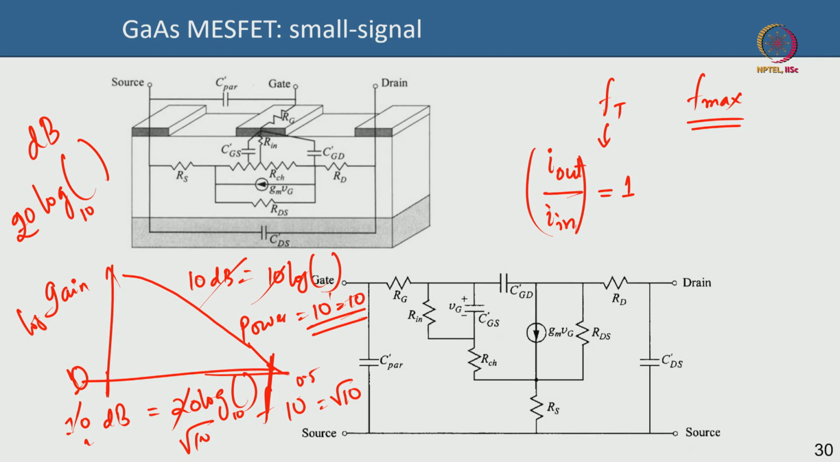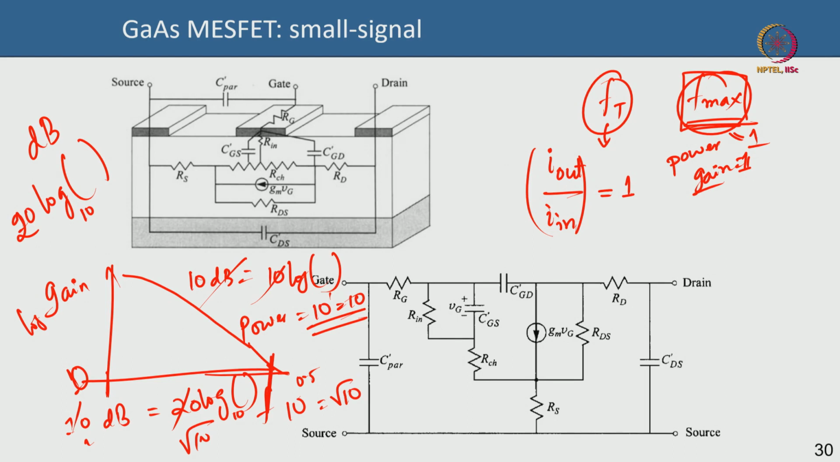This represents a maximum oscillation frequency where the gain is 1. Fmax is defined as the maximum oscillation frequency where the power gain is 1. So this Fmax is a more critical and relevant figure for microwave power devices. Ft is more relevant for high speed digital devices or, in general, even for low noise devices. So power gain becomes 1, that is Fmax; current gain becomes 1, that is Ft.